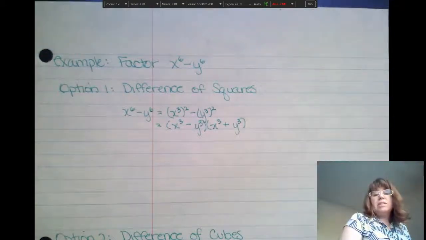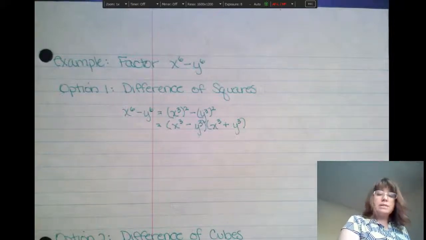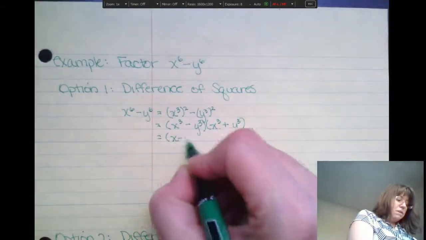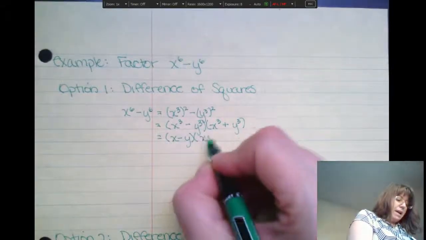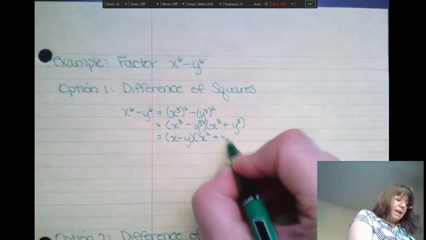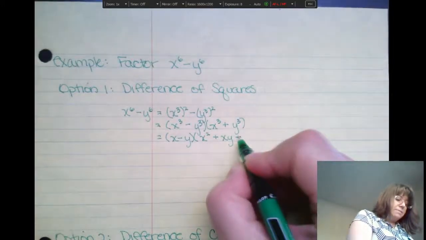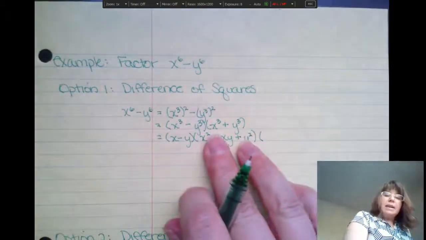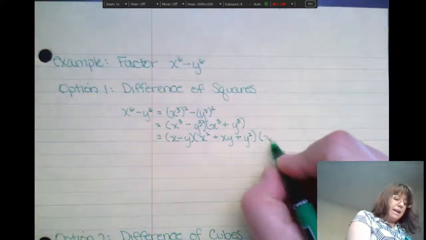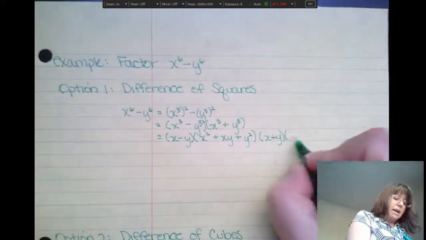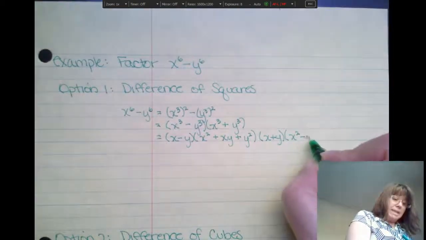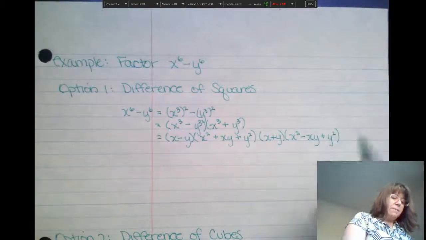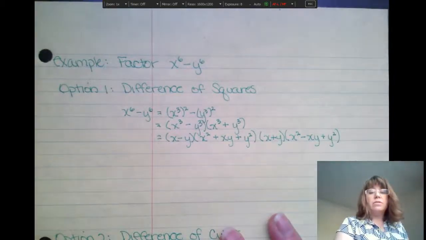But now I have the difference of cubes and the sum of cubes, so I can break those apart separately as well. So now, just using my rule, x minus y times x squared plus xy plus y squared. And then for my x cubed plus y cubed, it's going to be x plus y times x squared minus xy plus y squared. And that's it. That's all I can factor for this problem.